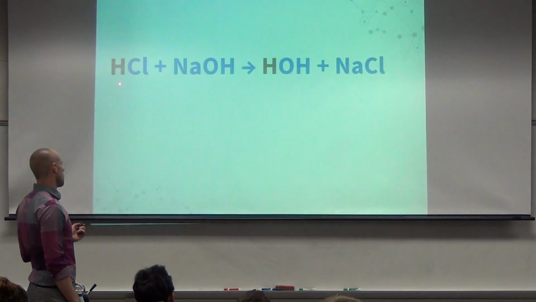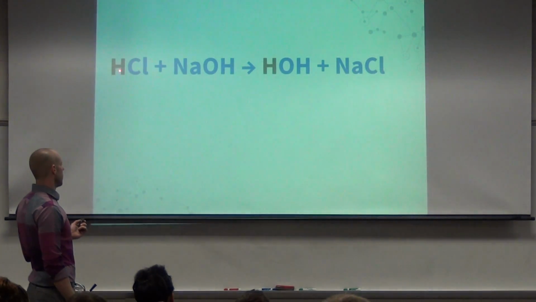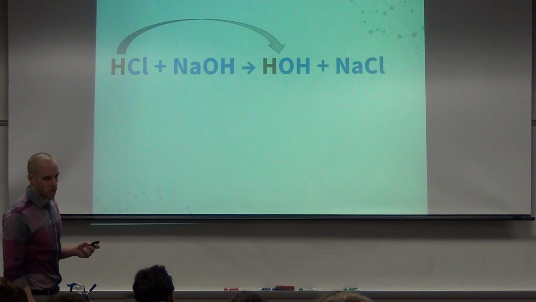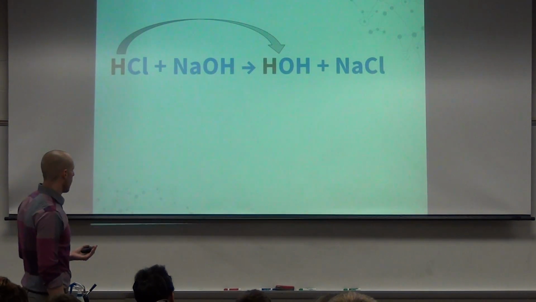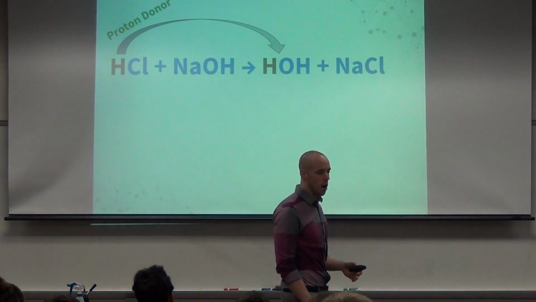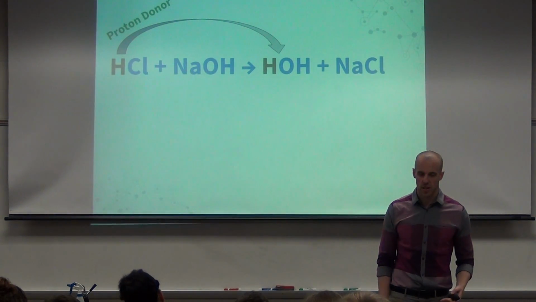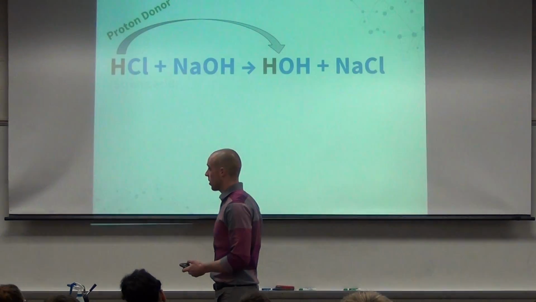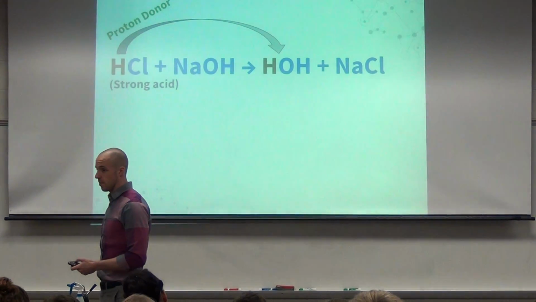In this case, that's why I have it in green here. This HCl is going to be donating that hydrogen and giving it to that OH. So that's what we call a proton donor. Acids are always, always, always proton donors. Bases are always proton acceptors. Okay, so this one is going to be the strong acid.